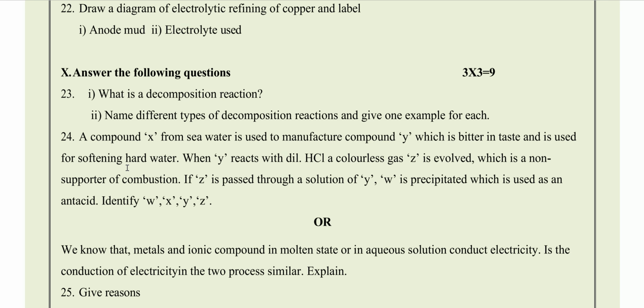So a compound X from sea water is used to manufacture compound Y, which is bitter in taste and is used for softening hot water. When Y reacts with dilute hydrochloric acid, which is a colorless gas, Z is evolved. When Y reacts with dilute hydrochloric acid, one gas is released. Which is that gas? Z. What is the property of that gas? It is a colorless gas. Colorless gas Z is evolved, which is a non-supporter of combustion.